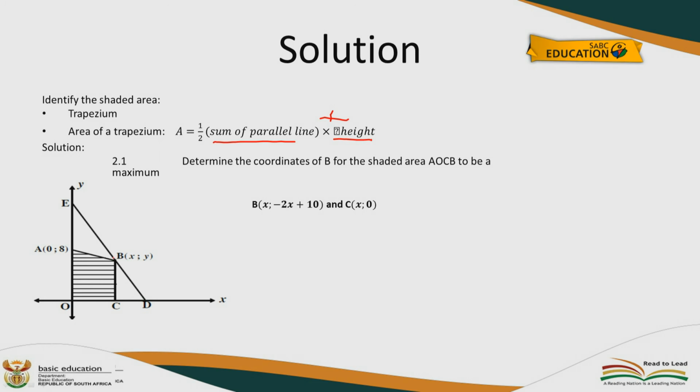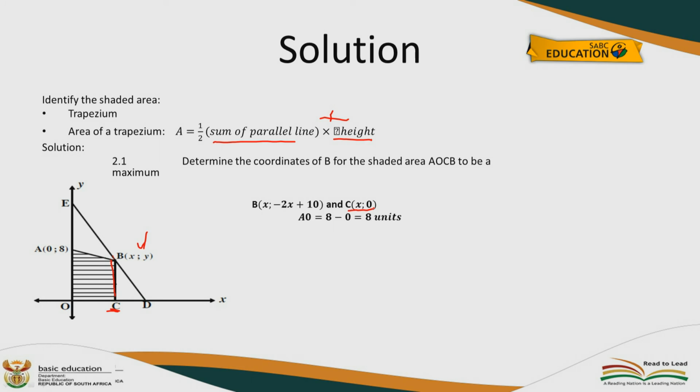So it basically means that you can replace that y with negative 2x plus 10. Now on the statement, we're also told that BC is perpendicular to the x-axis, meaning that this is a vertical straight line, which tells us that the value of x at this point is the same as the value of x at the point C. So that is why we are saying that the coordinates at C will be x, 0.